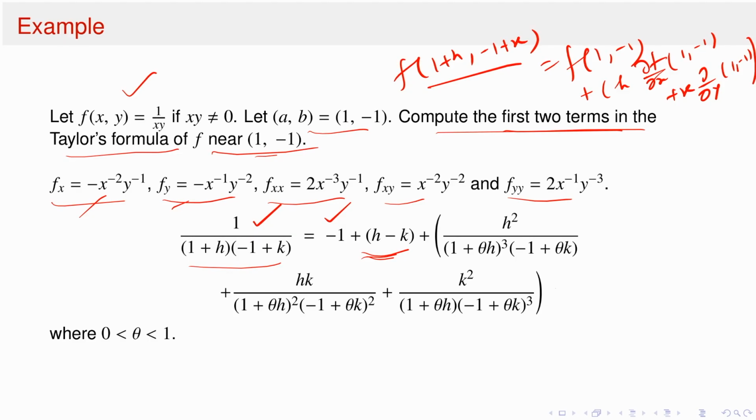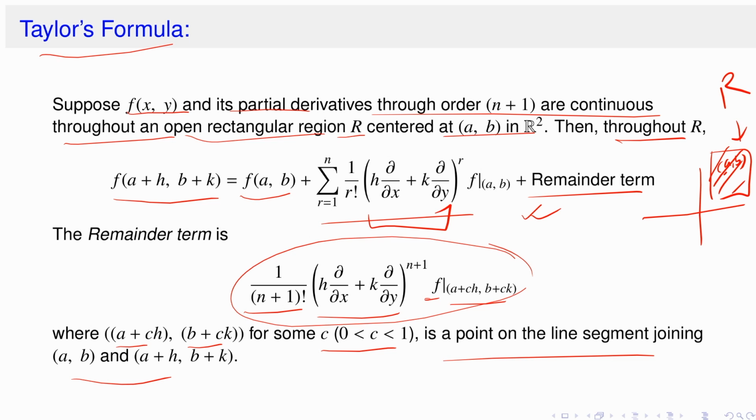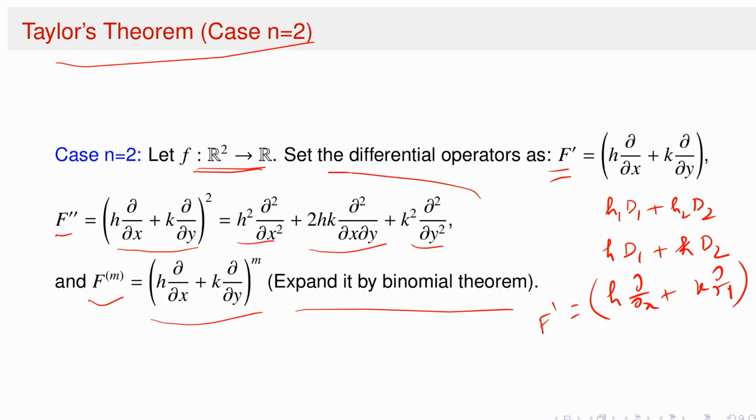So already f_xx, f_yy and f_xy are there, you just have to evaluate them, nothing else. This is at the point theta h, because if you remember the point I am talking about is (1, -1) plus some theta times (h, k). At that point you have to evaluate, and this exactly gives you this term. You have to just use the formula, that is it. So this is the formula if you remember, and this is the one you have to calculate.